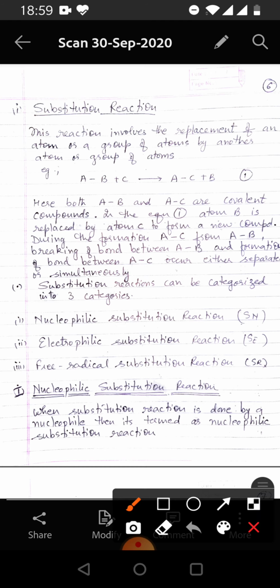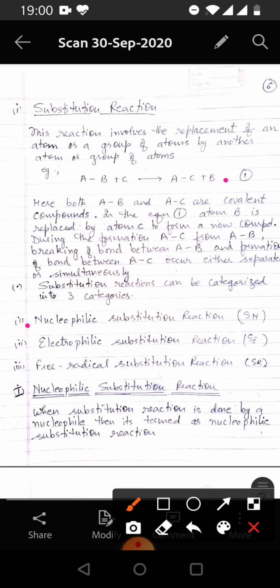For example, there is a compound AB which reacts with C, forming AC plus B. Here both AB and AC are covalent compounds. In equation 1, atom B is replaced by atom C to form a new compound. During the formation of AC from AB, breaking of the bond between A and B and formation of the bond between A and C occurs either separately or simultaneously. So, the substitution reactions can be categorized into 3 categories.